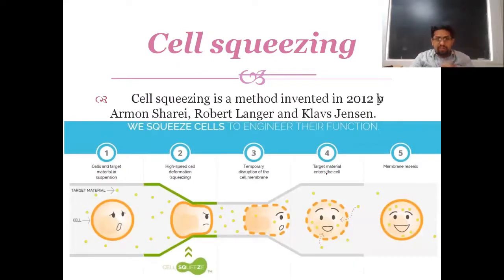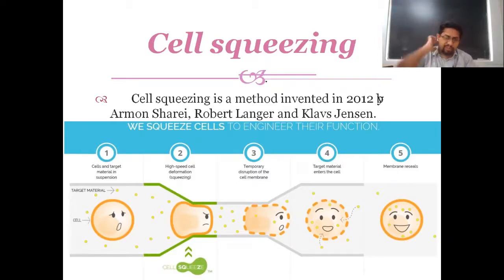Now, this is another technique called cell squeezing. It was developed in 2012. So what you do is, you take a target cell and start squeezing it through a given small capillary region. When you squeeze this, there will be temporary disruption of your cell membrane. When squeezing occurs, the phospholipids of the cell membrane will slowly get destabilized. At this point of time, if you introduce your DNA, it will try to enter the cell. So this is called transfection by cell squeezing.